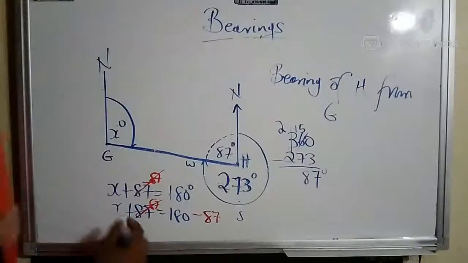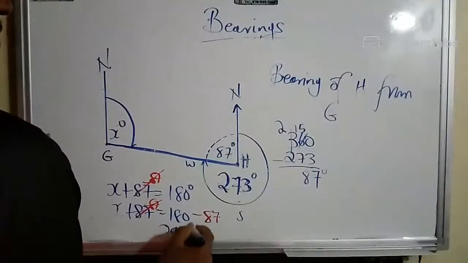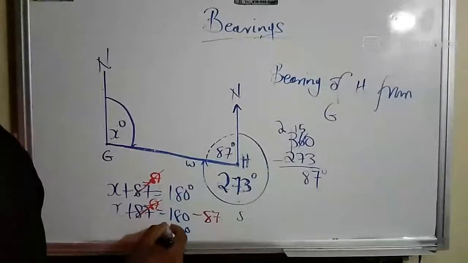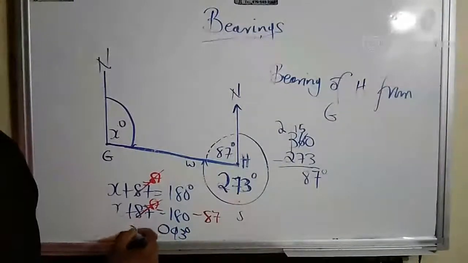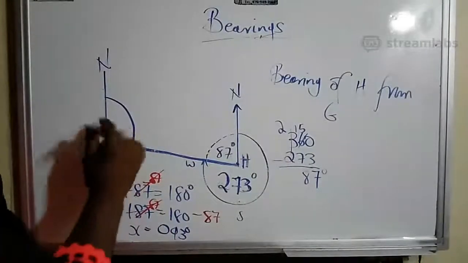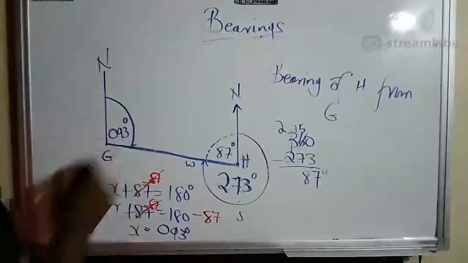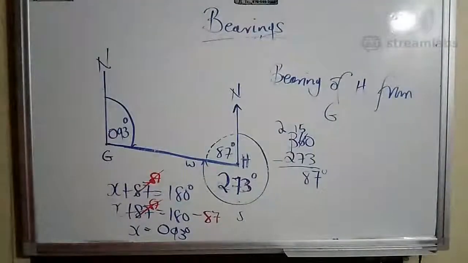So this gives us 93 degrees. And remember how we write it, we must put a 0, it must be 3 digits. So x is equal to 093. So Delafare, you were indeed correct. So it's 093 degrees.